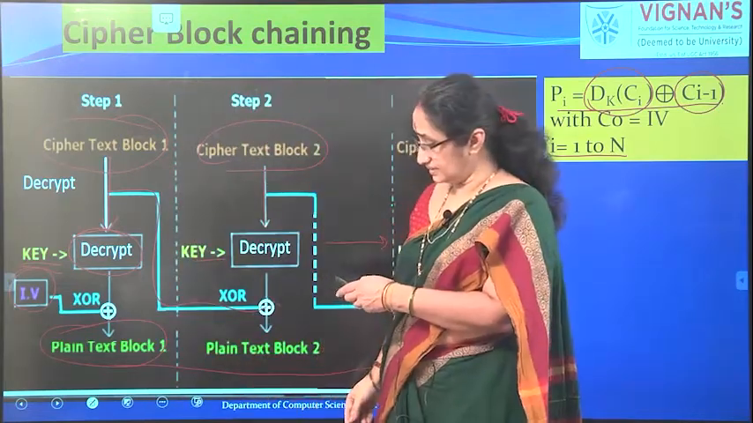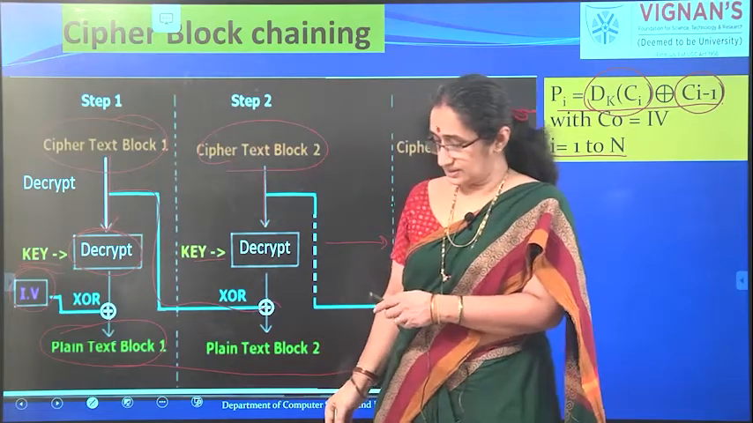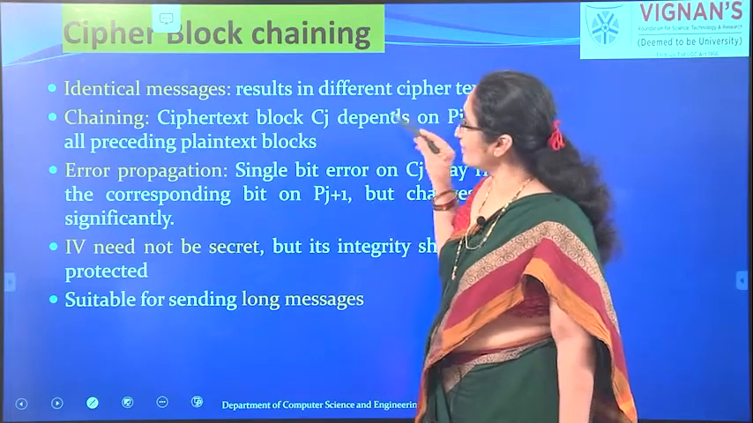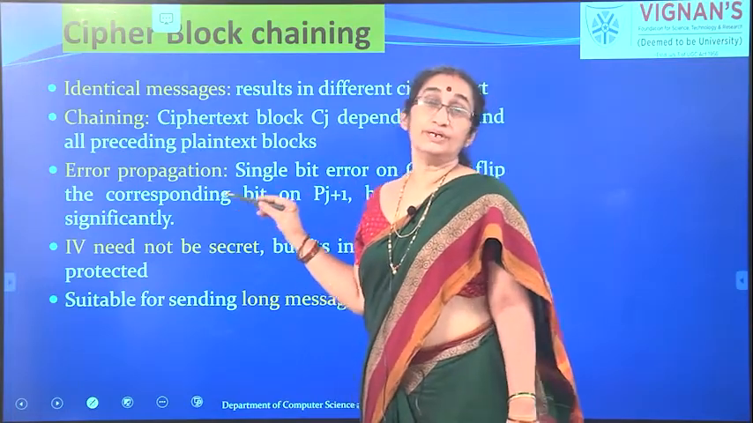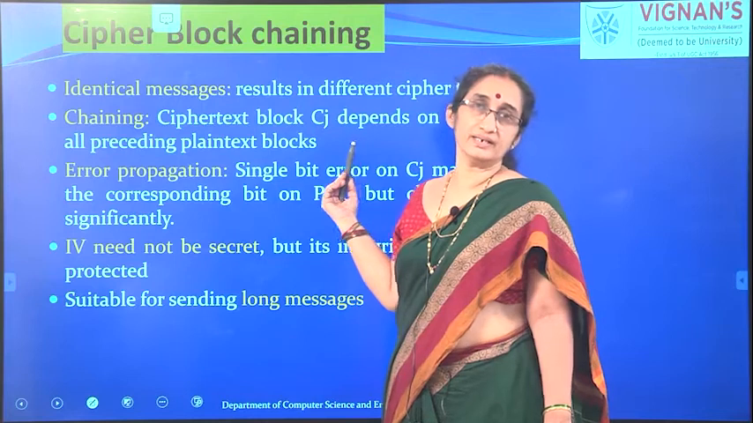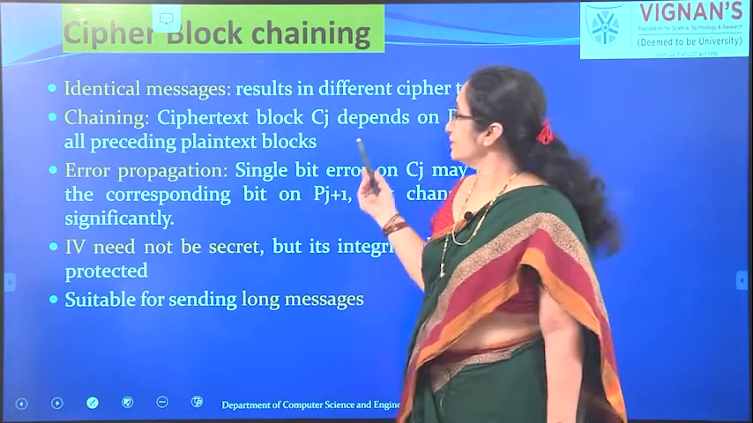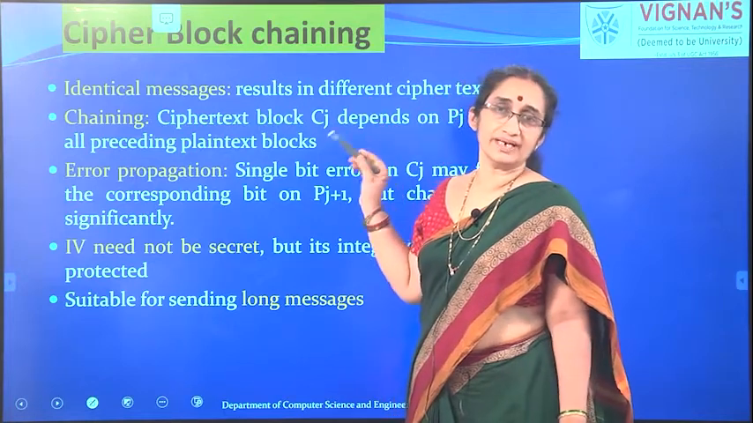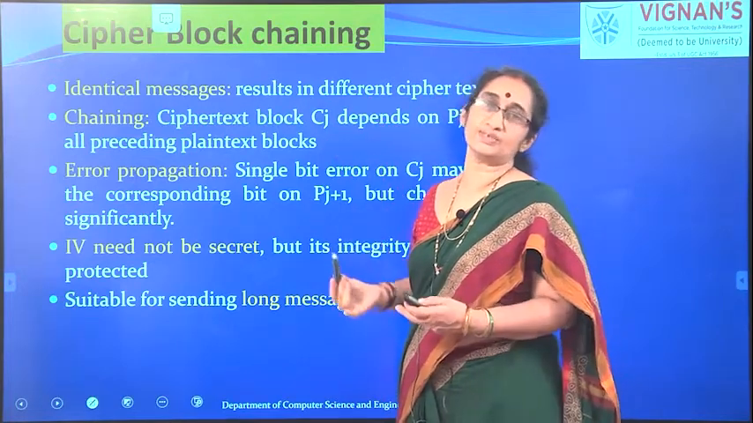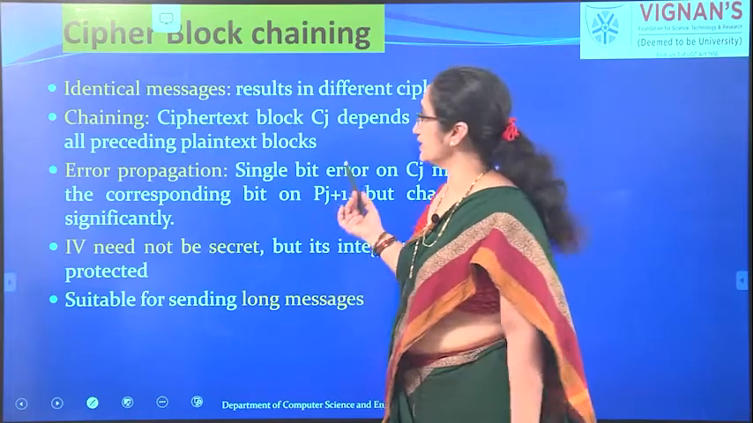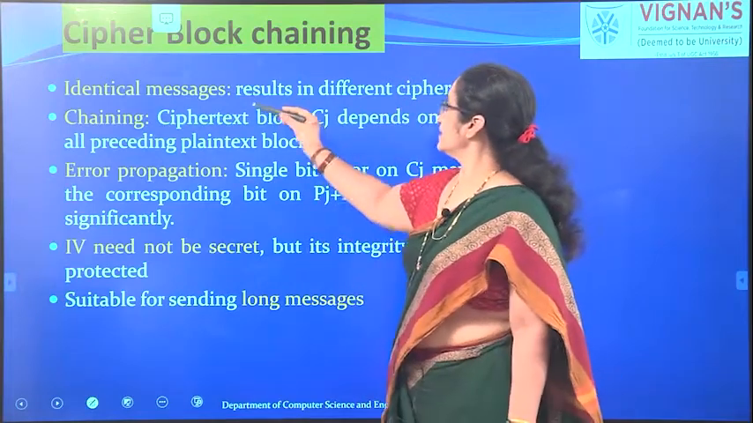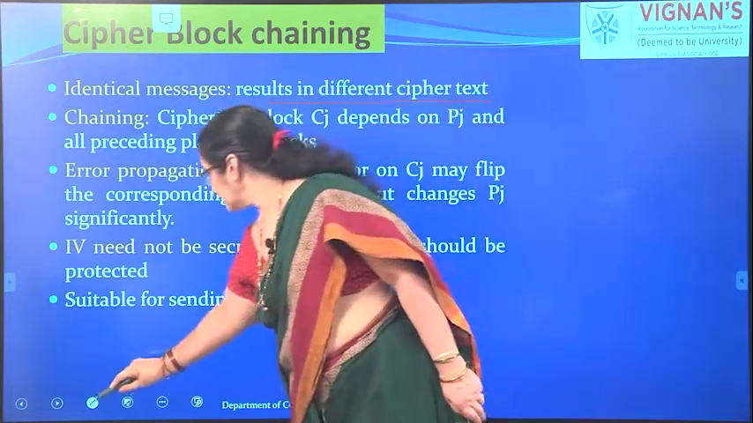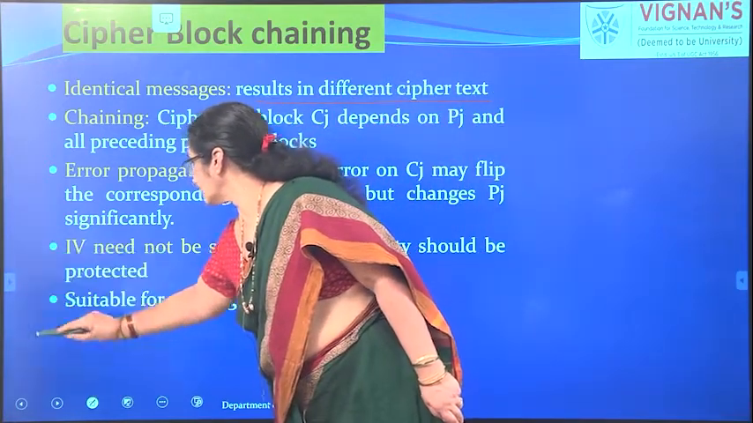So, let us see some more points regarding cipher block chaining. If you have identical messages, you do not get identical ciphertext, because you are not only applying the algorithm on the plain text, but you are also performing an XOR operation on the plain text to get the ciphertext. So, identical messages result in different ciphertext. It does not come up with the same ciphertext.